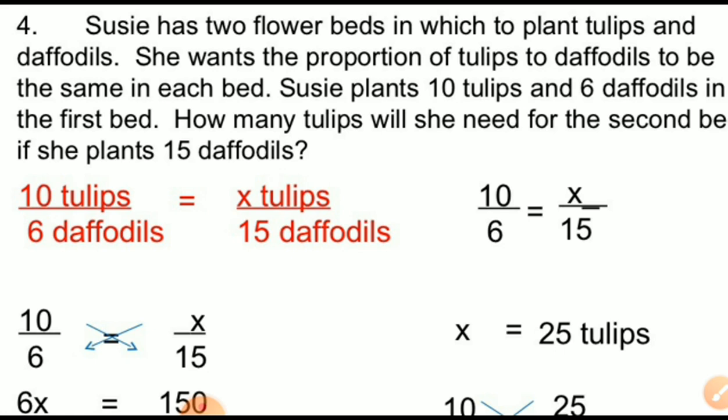Okay. Sushi has flower. Isn't it? New names. So try to understand the names and yes, my dear student, Sushi has 2 flower beds in which to plant tulips and daffodils. She wants the proportion of tulips to daffodils to be the same in each bed. Sushi plants 10 tulips and 6 daffodils in the first bed. How many tulips will she need for the second bed if she plants 15 daffodils?